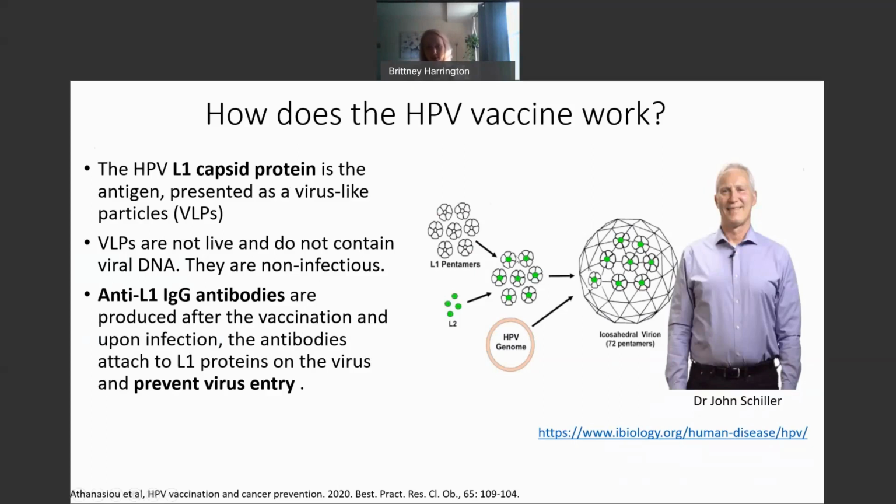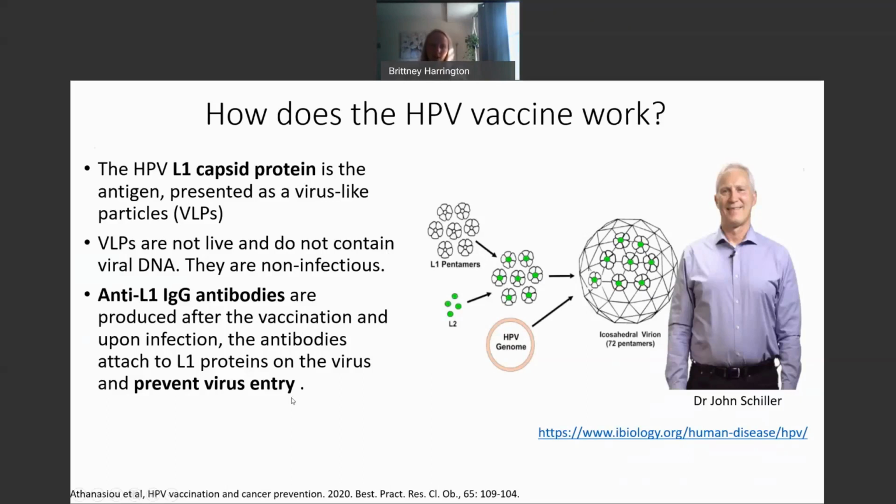So in this little diagram, there are proteins that assemble into these pentamers that basically coat the outside of the virus to create an envelope inside of which the HPV genome sits. So by making this the antigen, neutralizing IgG antibodies against that protein are produced.